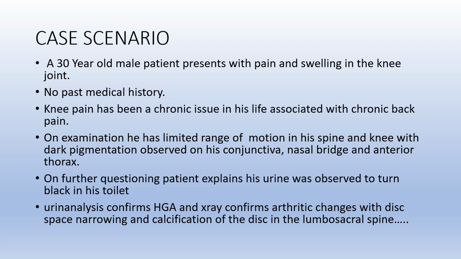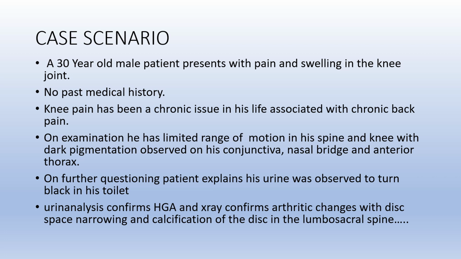On examination of his knee joint, he had limited range of motion in both his spine and knee, with dark pigmentation observed on general examination over his conjunctiva, the nasal bridge, and also the anterior aspect of his thorax and palms. On further questioning, the patient explains that his urine was observed to turn black on long standing in his toilet. Urine analysis from this patient confirmed homogentisic acid, and X-rays confirmed arthritic changes, with X-rays of the lumbosacral spine confirming calcification of the disc and narrowing of the disc spaces.